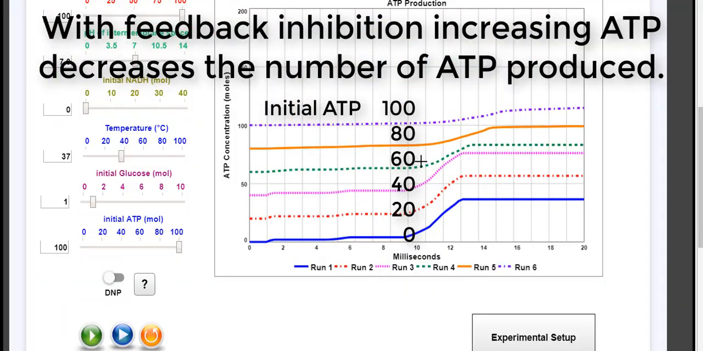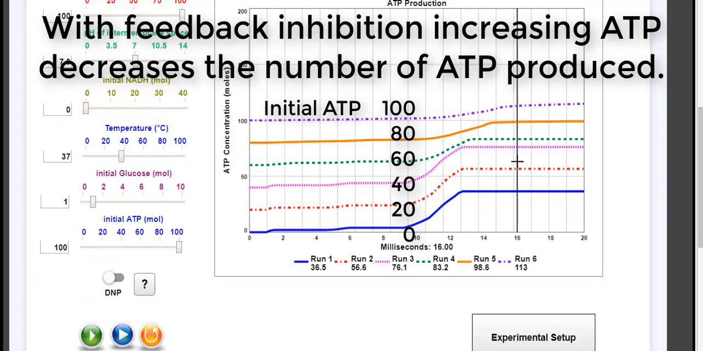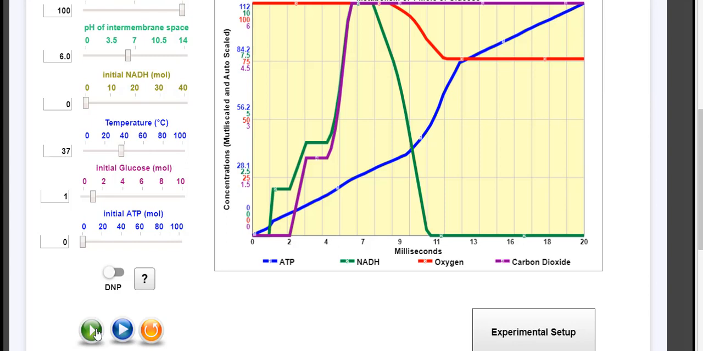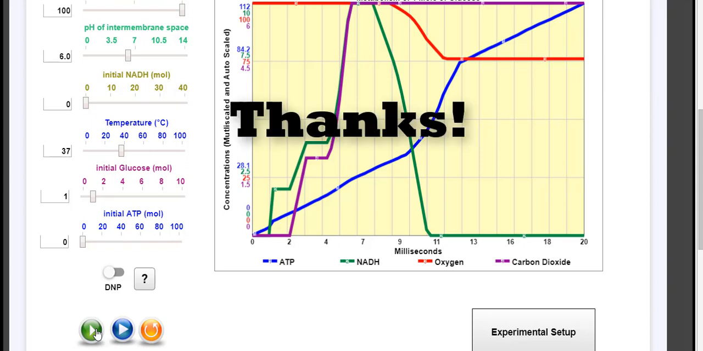When we increase the amount of ATP, less ATP ends up getting made, and it's not getting made during glycolysis. Look at this as an opportunity to use data to refine students' mental models.